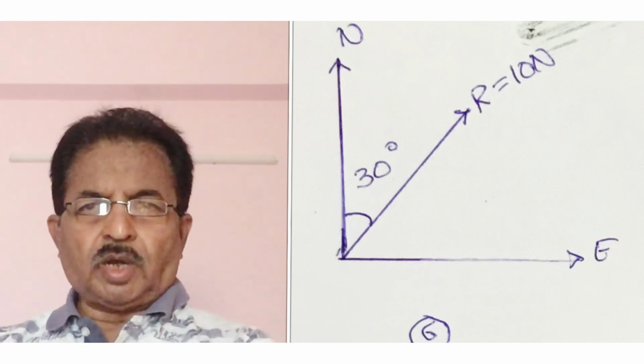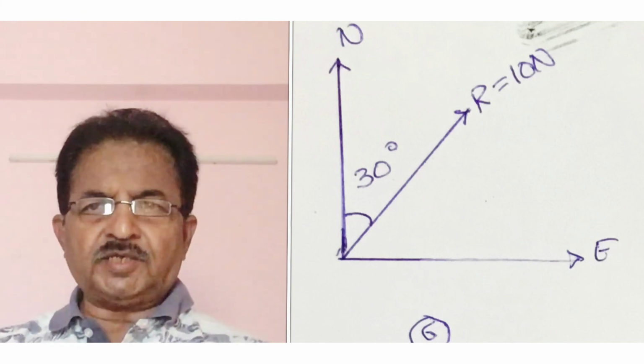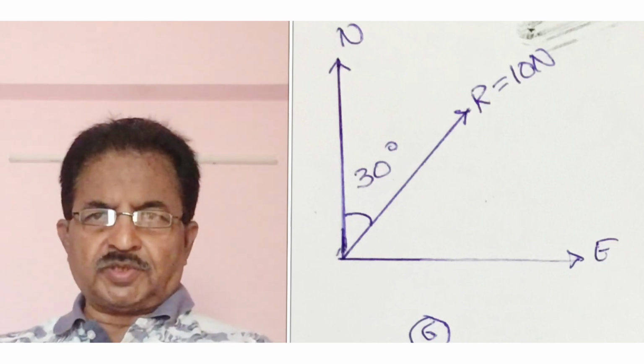So this is how these three golden shortcuts are extremely useful in various numericals, in various chapters at plus 2 level, and they save a lot of time.